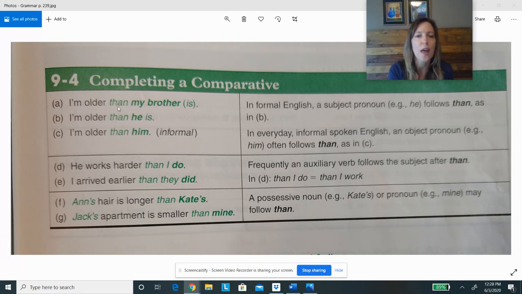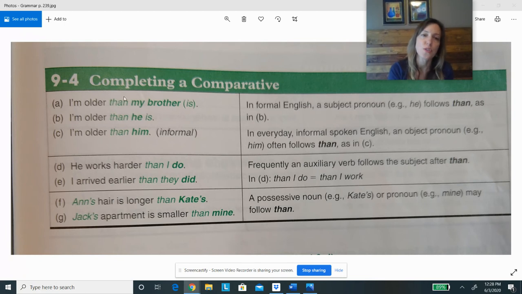I'm older than my brother is. I'm older than he is. I'm older than him. All right, so first, after the comparative then, THAN, you can use a noun. Notice in parentheses, we have a verb. So whenever something is shown in parentheses, that means it's optional. So I could say I'm older than my brother, or I'm older than my brother is. We're using a be verb because over here we have a be verb. They're going to match. Okay.